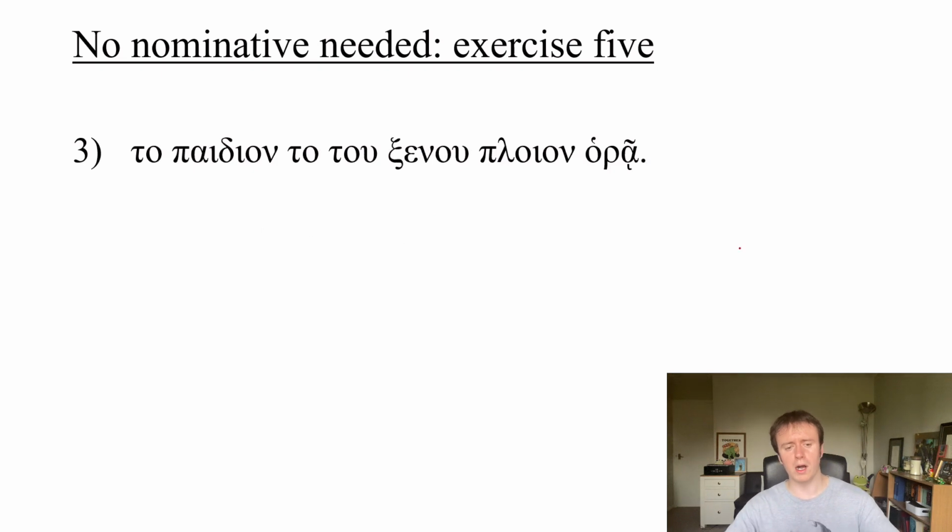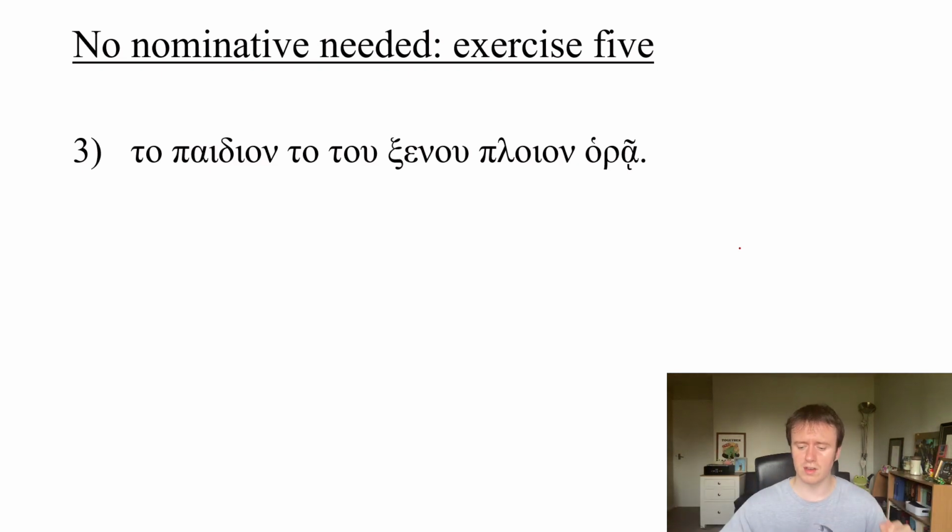Number 3 was to paidion to xenu ploion horai. There are actually 2 different acceptable translations of this sentence. I'm going to explain one of them now, and then I shall explain the other one afterwards. This was a tricky sentence, okay? Because you had 2 neuter nouns and you had a genitive sandwich. And one of the neuter nouns was in the nominative, okay? Because it wouldn't make sense for the first of these neuter nouns to be in the accusative.